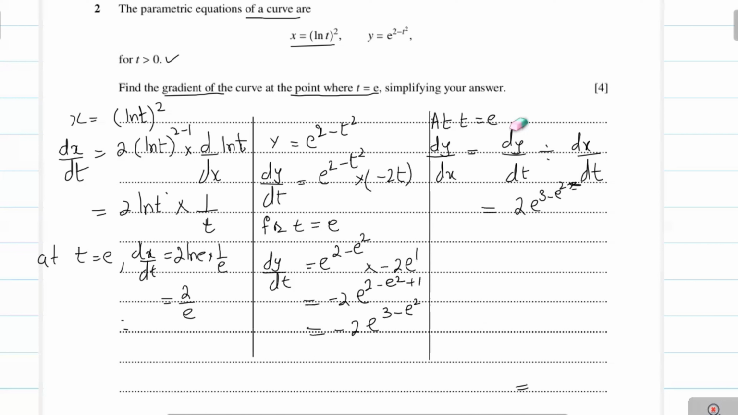And this dx over dt here is 2 over e. We can write minus 2 into e power 3 minus e square multiply e over 2. 2 will be cancelled, and this value will be equal to e power 3 plus 1 is 4, 4 minus e square. This is the answer.